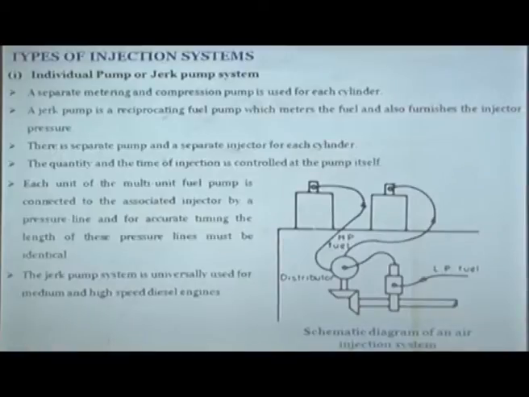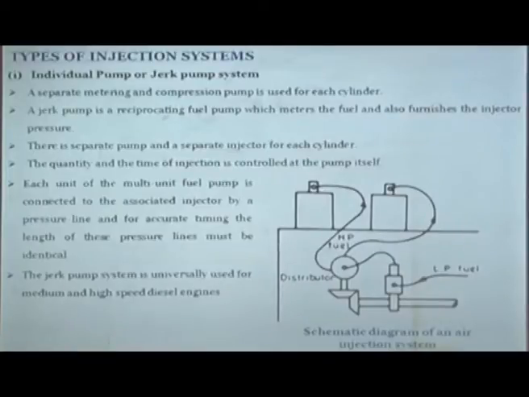How does it work? Say for example you have two cylinders and two injectors, and here you have a fuel pump. Low pressure fuel comes in, the pressure is developed here, and from there it goes to a distributor. The distributor will sequentially send the fuel into these high pressure lines, and then it is injected into each cylinder. It is also possible to have one dedicated fuel pump for each cylinder.